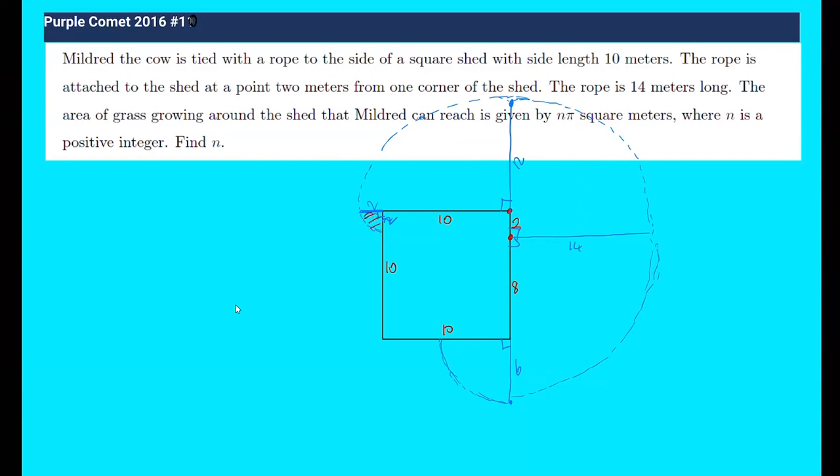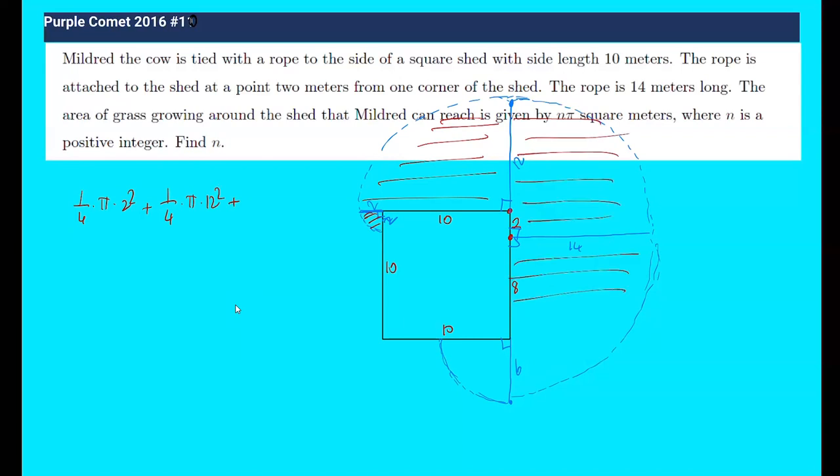So I'm gonna start with the smallest one, which is 1/4 pi times radius, which is 2 squared. And the second one is gonna be this region, which is also a quarter circle, pi times radius of 12. And the next one is we have a quarter circle right here, but the same is right there with the same radius, which is 1/2 pi times 14 squared. And the last one is going to be a quarter circle right there, which is 1/4 times pi times radius of 6.